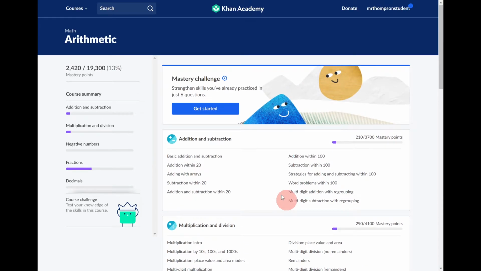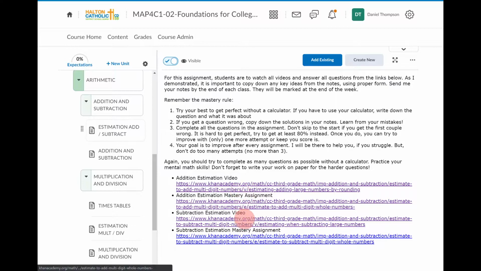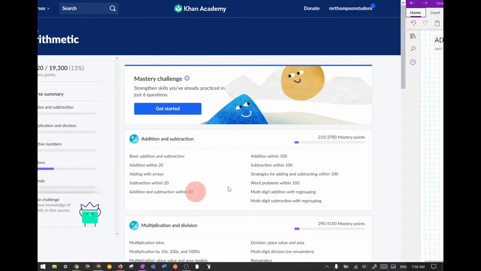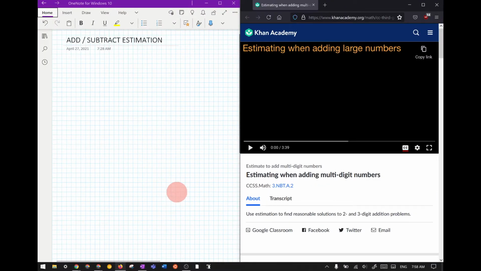So let's get into our first lesson. Let's have a look here at how these Khan Academy assignments work. You'll notice that there are actually 4 links here, but they're kind of matched together. There's an addition estimation video with a mastery assignment, and then there's a subtraction video with a subtraction mastery assignment. We're going to look at the first 2 here, and I've already loaded it up.